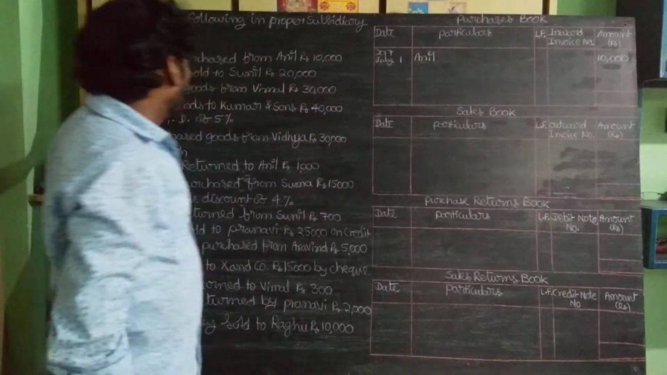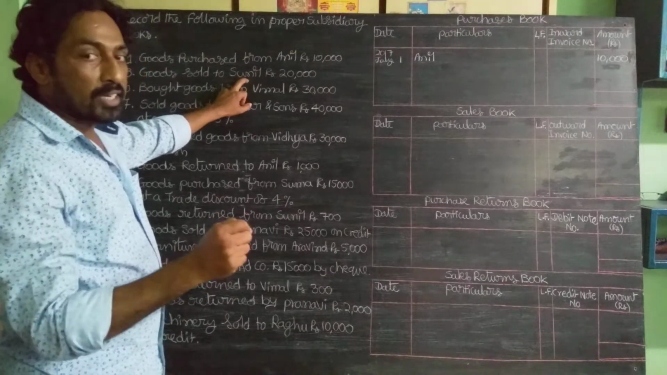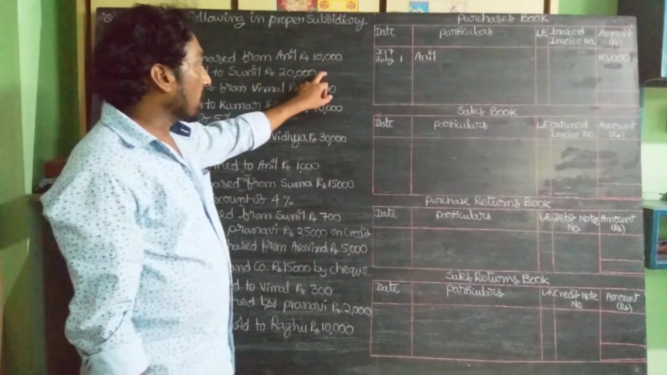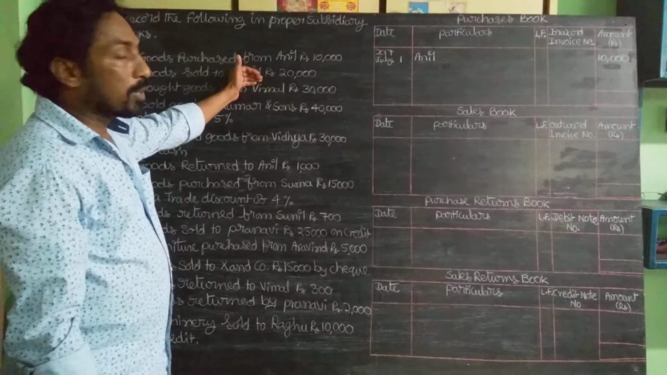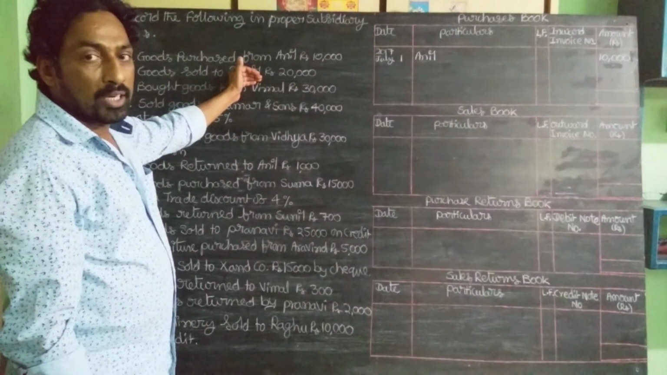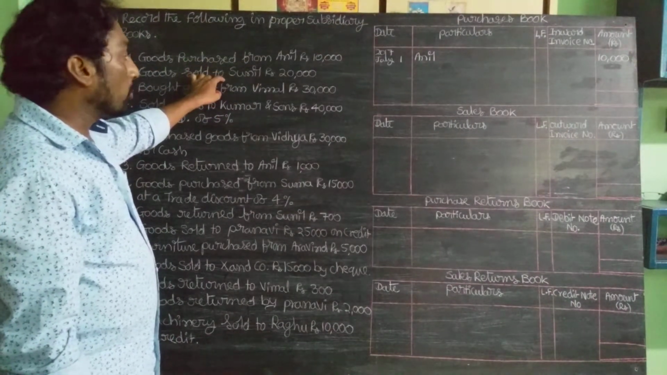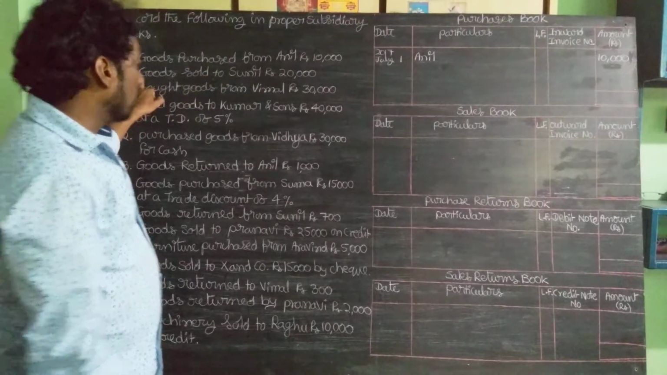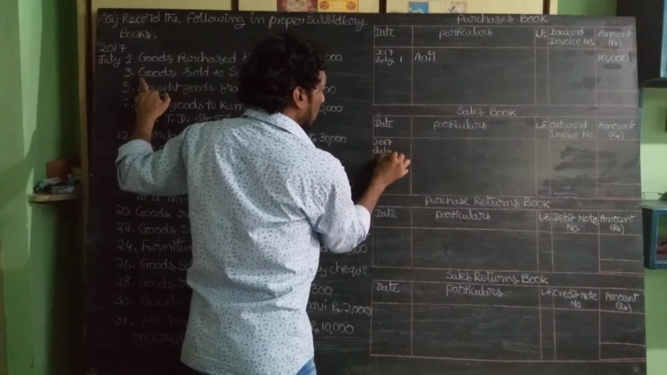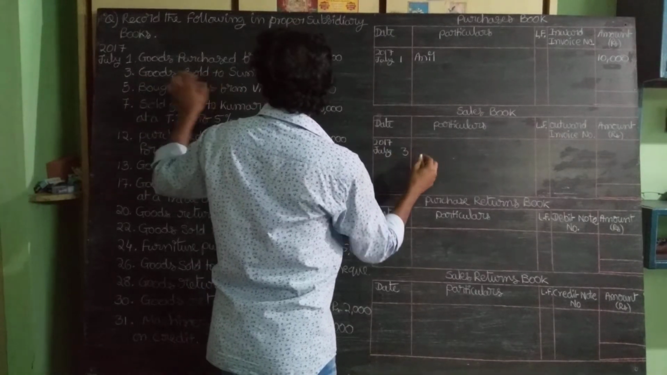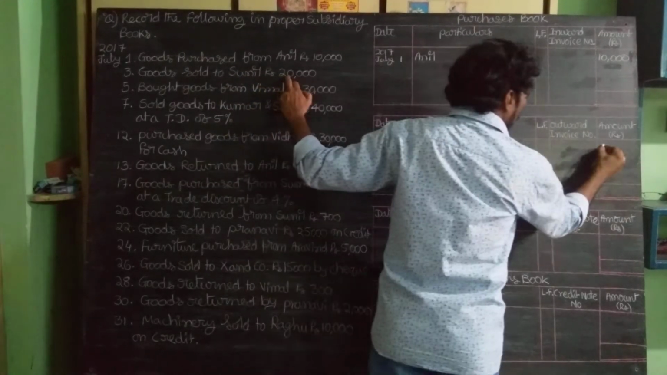Next, third date, goods sold to Sunil. Goods sold to Sunil is treated as on credit, because cash or cheque is not given. Goods sold and only the customer or debtor name is given, so it will be treated as credit sales and is to be recorded in the sales book. 2017 July 3rd, sales book, goods sold to Sunil, rupees 20,000.